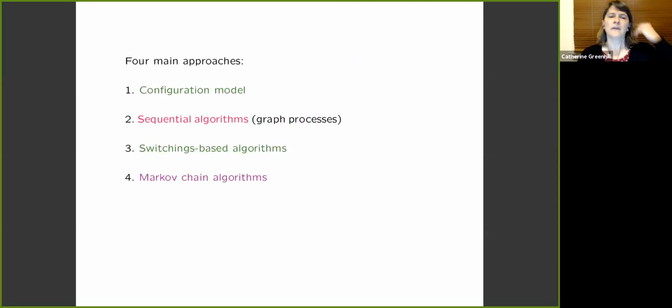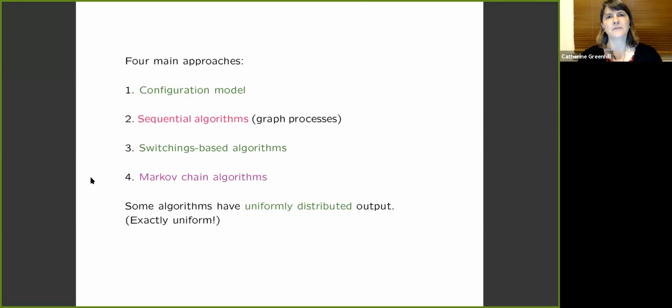Okay. And there are 4 main approaches to this problem if you restrict yourself to algorithms that have been fully analyzed. There's the configuration model, sequential algorithms where graph edges are added in one by one, switching-based algorithms, and the Markov chain Monte Carlo sampling approach. And I'll be discussing 3 of these today.